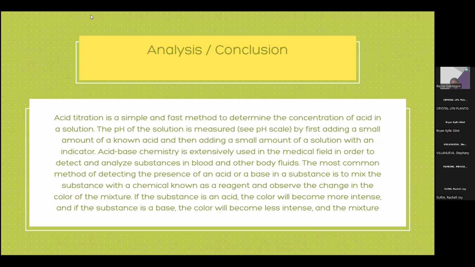Acid-base chemistry is extensively used in the medical field in order to detect and analyze substances in blood and other body fluid. The most common method of detecting the presence of an acid or a base in a substance is to mix the substance with a chemical known as a reagent and observe the change in the color of the mixture. If the substance is an acid, the color will become more intense, and if the substance is a base, the color will become less intense in the mixture.